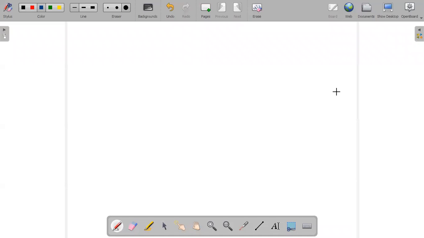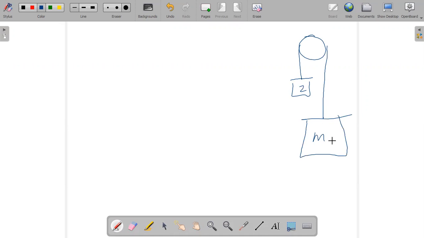4.6 is the Atwood machine. All right, so what you've got is the massless pulley. This is mass 2, and that's smaller than mass 1.